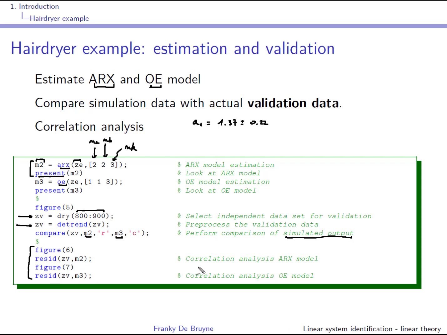Well, what you can do also is correlation analysis. So what you do is compute the residuals, so that's the output minus the predicted output, and do autocorrelation of epsilon or correlation of epsilon with the input. This is a bit difficult to explain right now, but as I've said, at the end of the course, please come back to this example to see if you understand things.